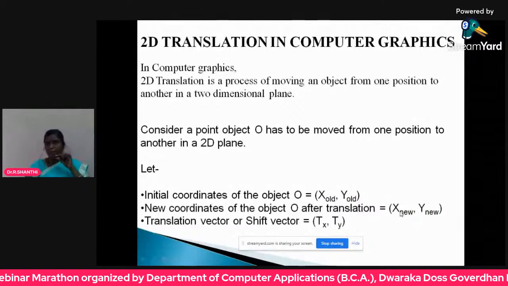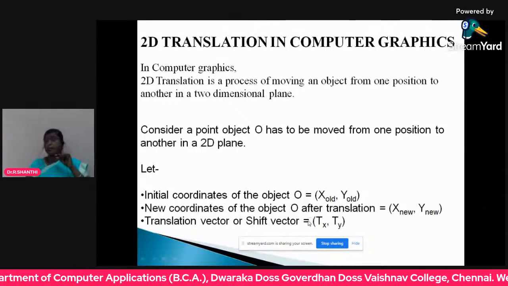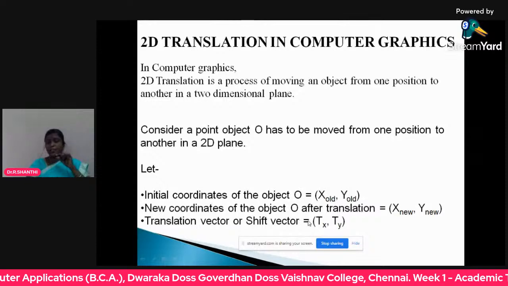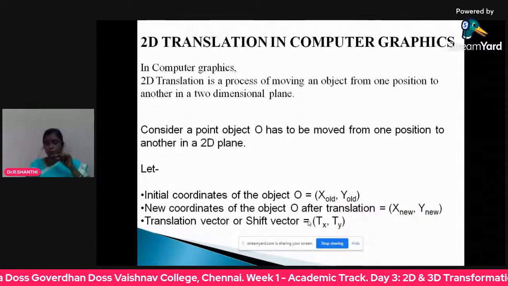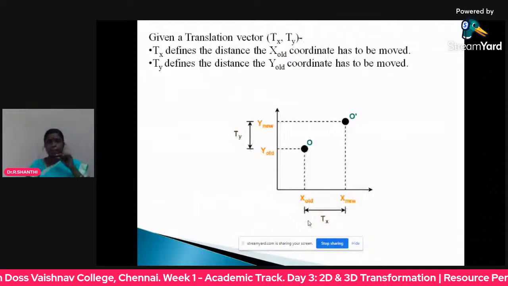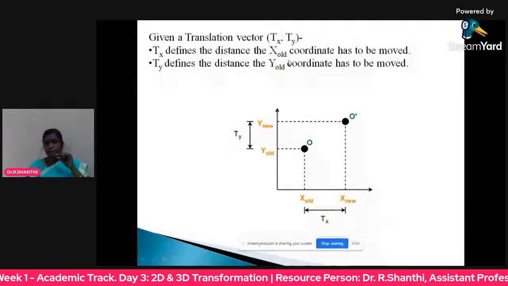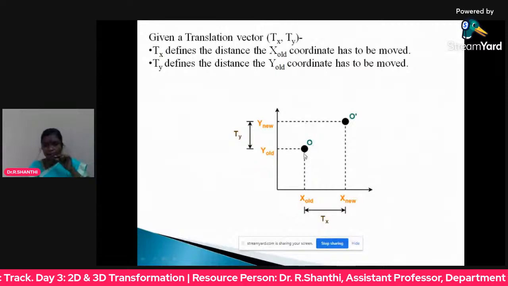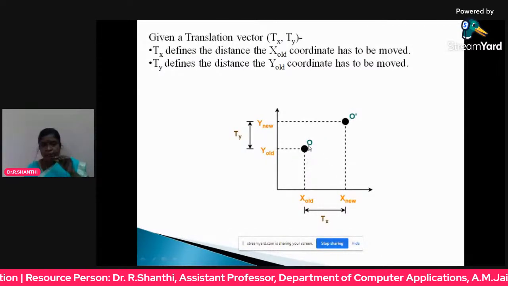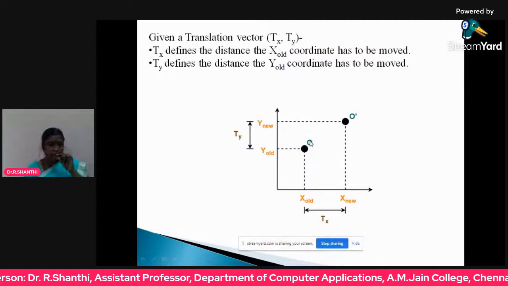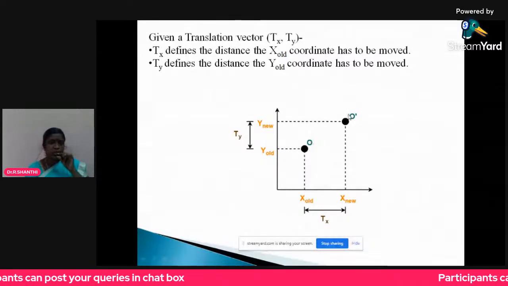And how do I find the new position? I need a distance for that. That distance you call the translation vector. The other name for the translation vector is shift vector, that is, you just want to shift to some other location, which you call Tx and Ty. Tx defines the X coordinate, Ty defines the Y coordinate. For example, look at the diagram. X old, Y old is there. Initially the object was here, and I just want to move the same object to some other location.